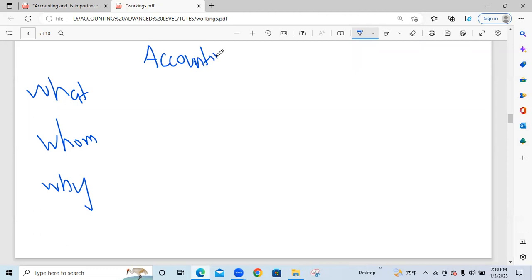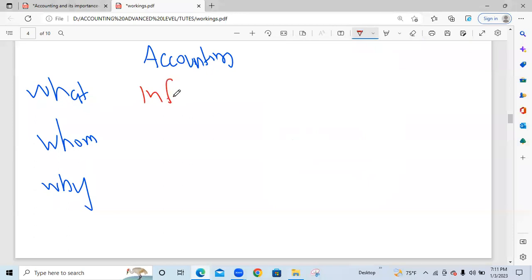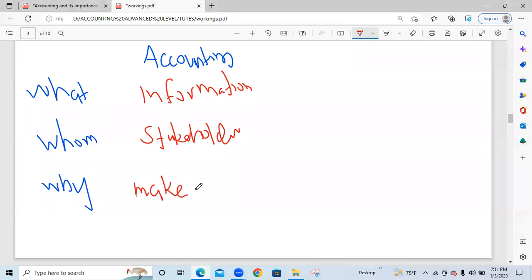Okay, I'll let you all unmute. Guys, can you tell me, when it comes to accounting, what are you giving? Information. Okay, when it comes to accounting, you're providing information. To whom? Stakeholders. Why? To make economic decisions. Yes, guys. These are the 3 questions you answered last class.